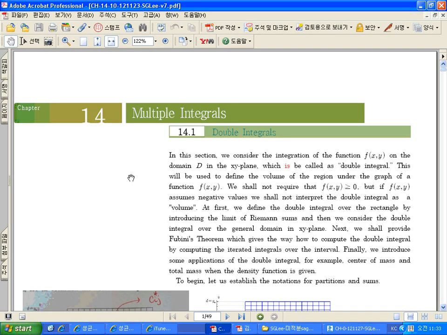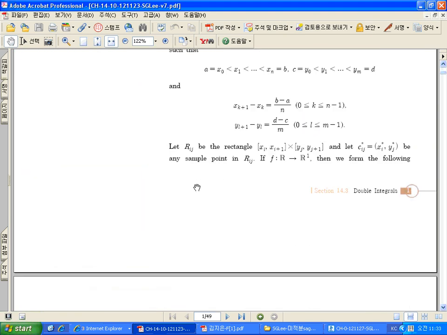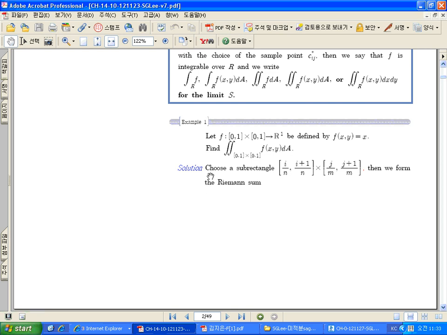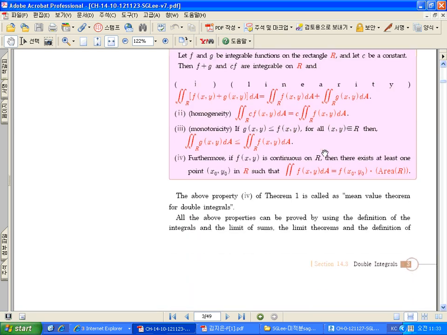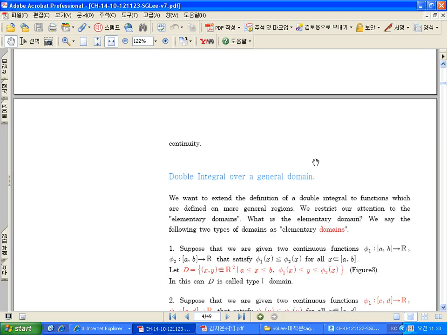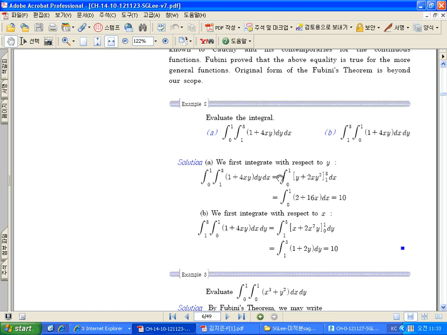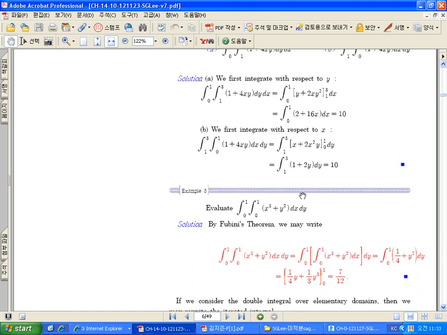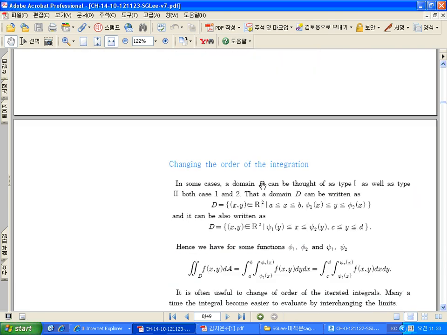Let's see. This is chapter 14, multiple integrals and double integrals. You must have learned this, and you should be able to do these computations to get the answer like this. Okay? And there are some rules. Here, I will show. You must understand how to compute this in a simple form by hand. So this can be done in stages like this.